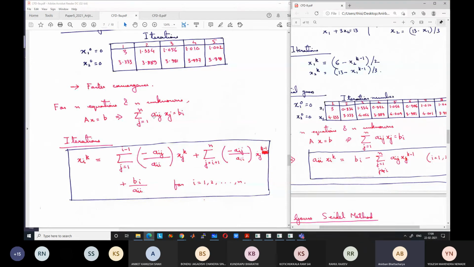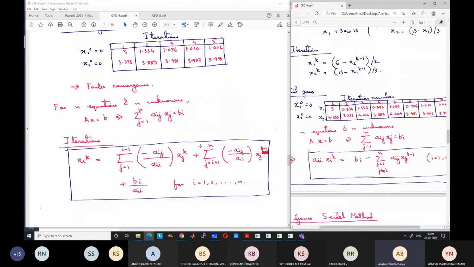So I can write xik as summation j equal to 1 to i minus 1, up to i minus 1 being the current iteration values, because these we have already calculated, of minus aij by aii xjk, plus summation from j equal to i plus 1 to n of minus aij by aii xj k minus 1, the previous iteration value, because from this value onward we don't know. So using current iteration values and previous iteration values, we will be able to find xik.